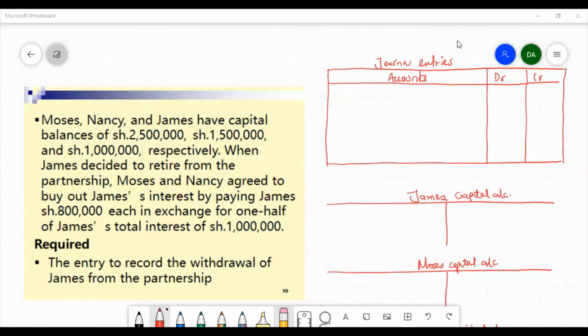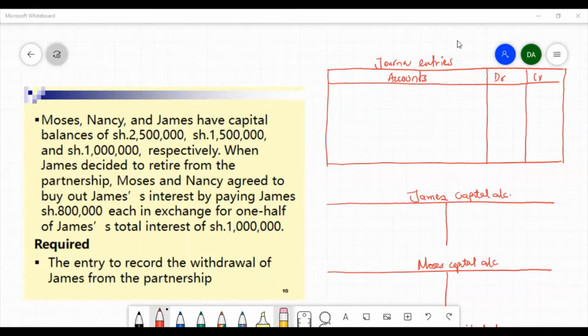This first example provides a simple illustration that can enable a student to understand the concept of retirement of a partner and the entries that are required upon retirement of a partner. Let us first understand that in this situation, the partner who is retiring has an interest in the partnership of 1 million. But upon retirement of the partner, the other partners have decided to compensate the retiring partner a total of 1.6 million.